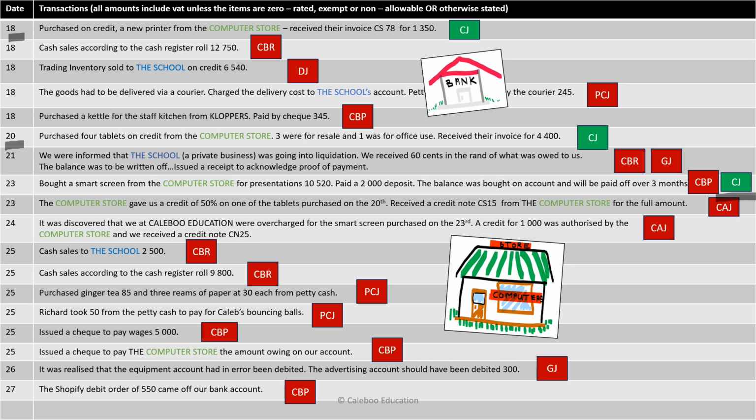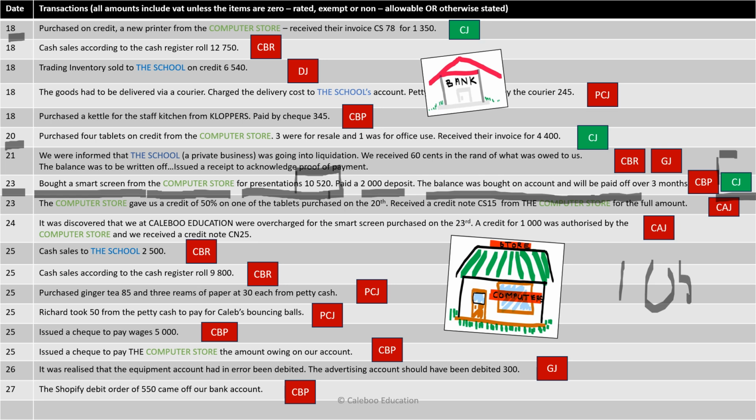Now this popped up here on the right hand side. On the 23rd, bought a smart screen TV from the computer store for presentations, 10,520. A 2,000 Rand deposit was paid. The balance was bought on account. So a smart screen TV was purchased for 10,520.